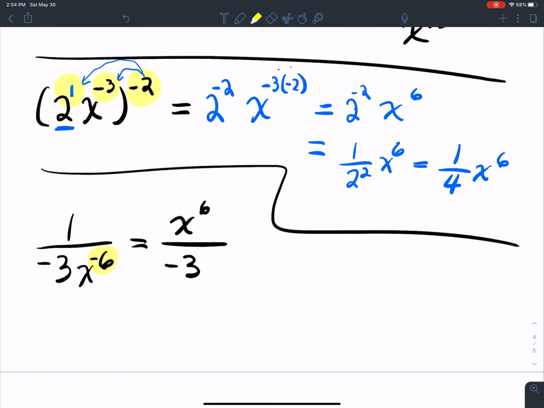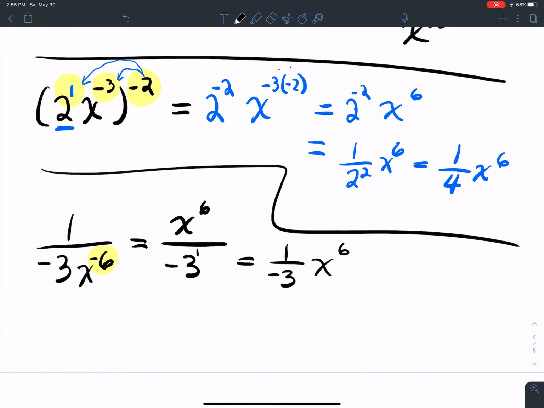Now, how do I handle this negative 3? Whoa. Let's think about this for a second. We only do reciprocals on exponents that are negative, right? What is the exponent on this negative 3? How many negative 3's are there? There's only one negative 3. So the exponent is a positive 1. So do we flip anything? No. This is our final answer. It's negative 1/3 x to the 6.